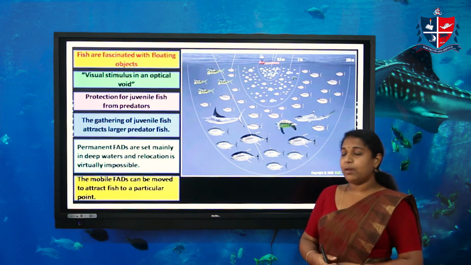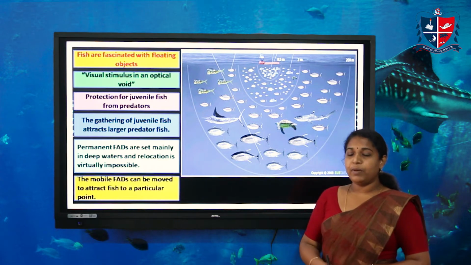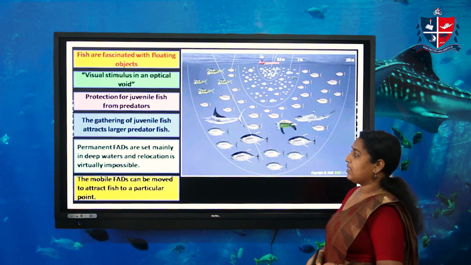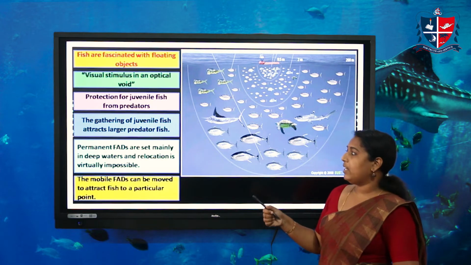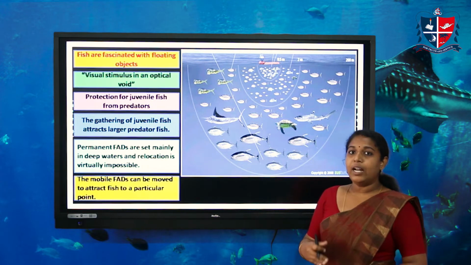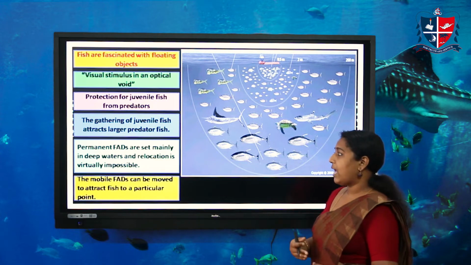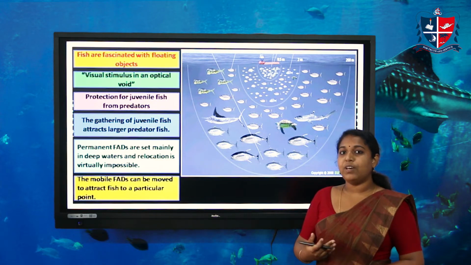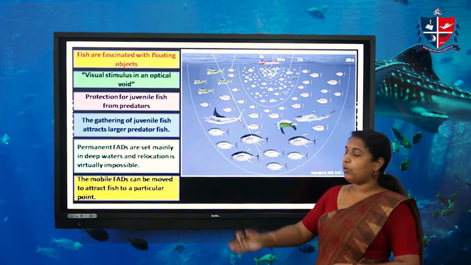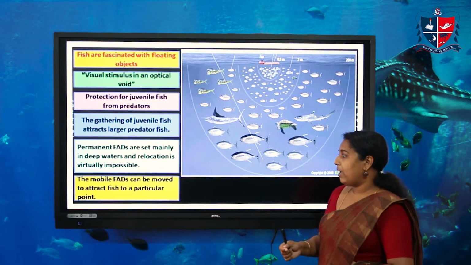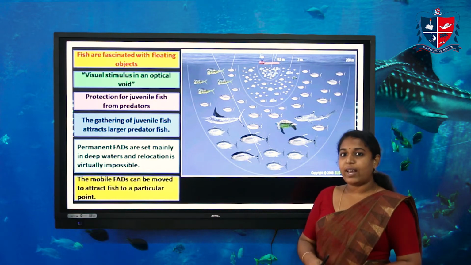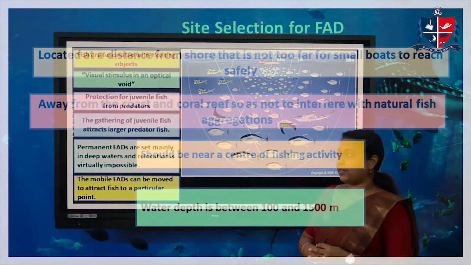I have already mentioned that there are permanent FADs and floating FADs. The permanent FADs are set mainly in the deep sea or deep waters, and their relocation is very difficult. In the case of mobile FADs, they can be moved to attract the fish to a particular point.